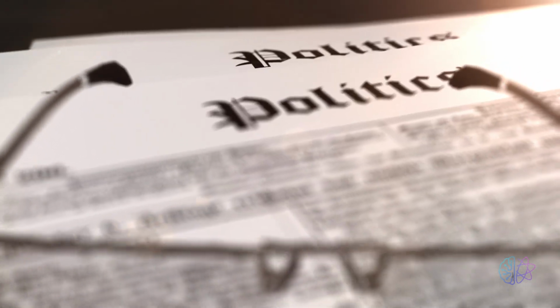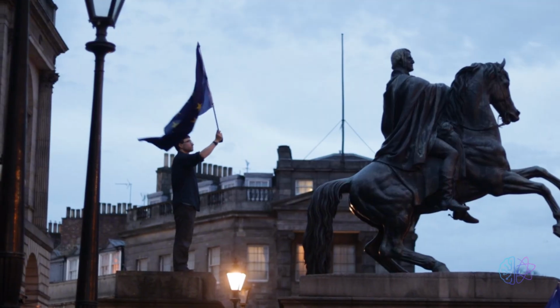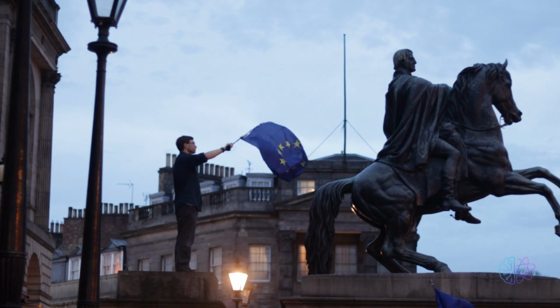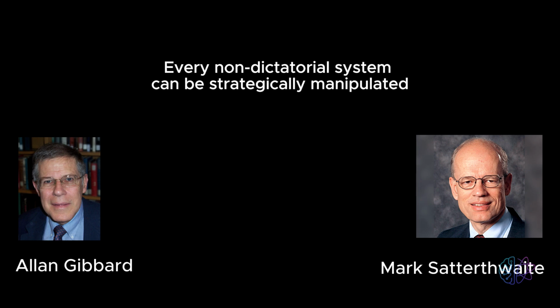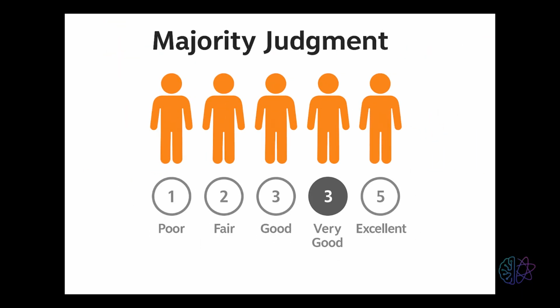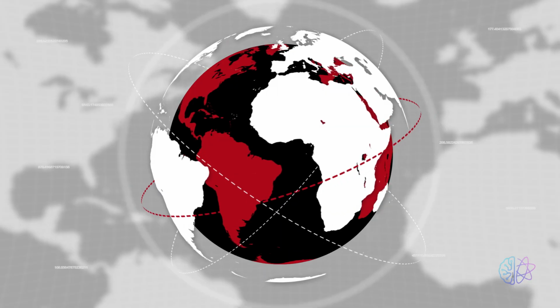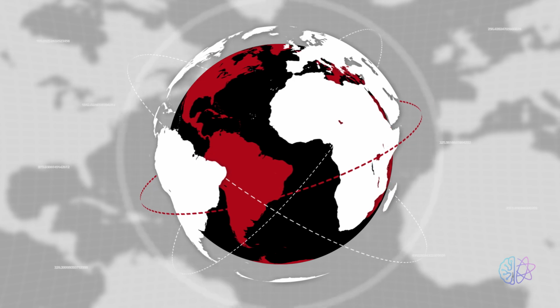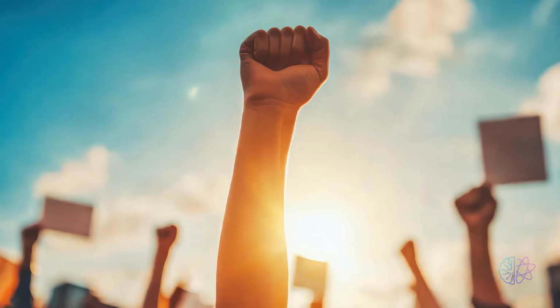Arrow wasn't alone. Other mathematicians discovered new ways voting systems break. The Gibbard-Satterthwaite Theorem: every non-dictatorial system can be strategically manipulated. Borda count, a rank-based system, is vulnerable to tactical voting. Majority judgment, which uses the median, is better but still flawed under Arrow. Every fix seems to cause new problems. It's like a game of mathematical whack-a-mole.